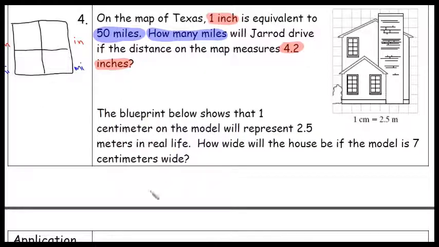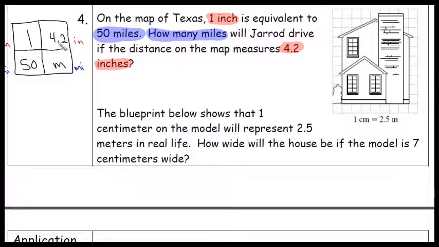Now I'm going to fill in my numbers. 1 inch, there's my 1 inch, is 50 miles. So I'll put 50 right here. How many miles? I don't know the number of miles. I'm going to put M for miles. Will he actually drive if it's 4.2 inches? So the 4.2 goes right here.